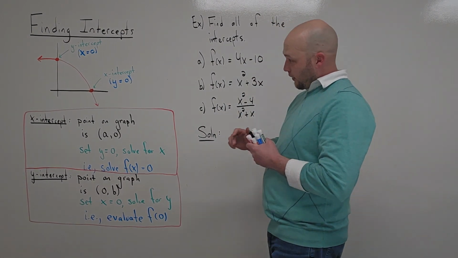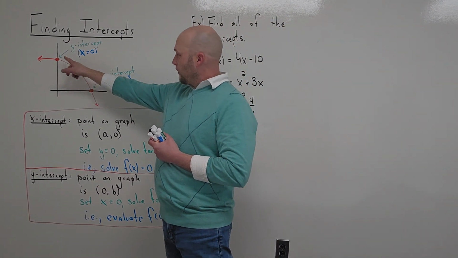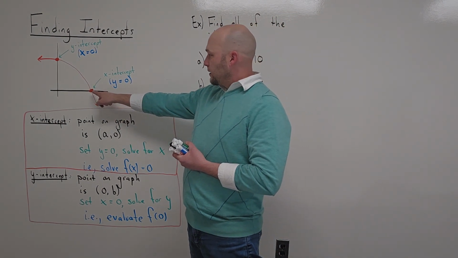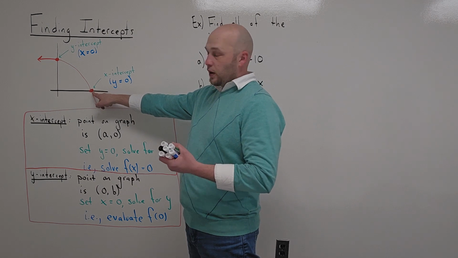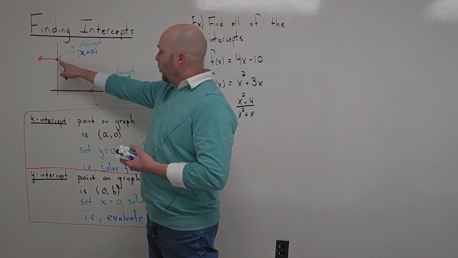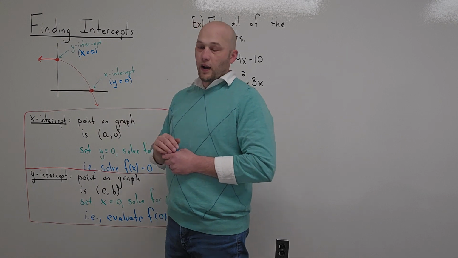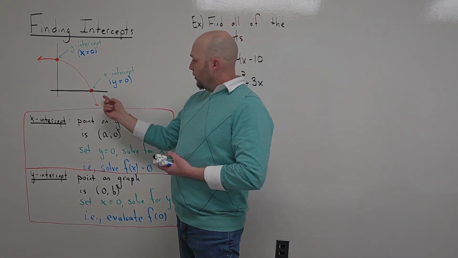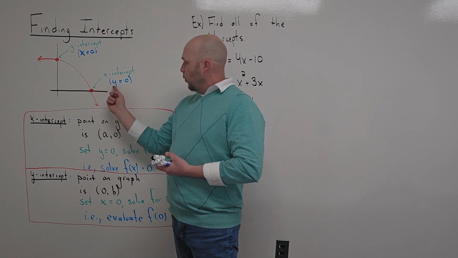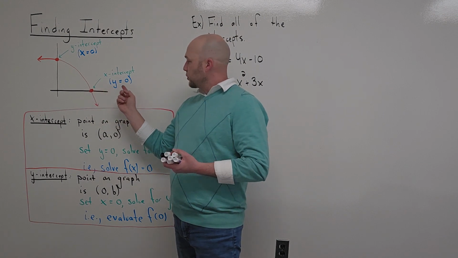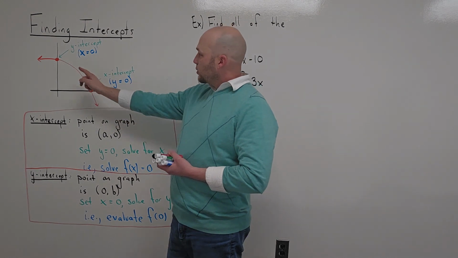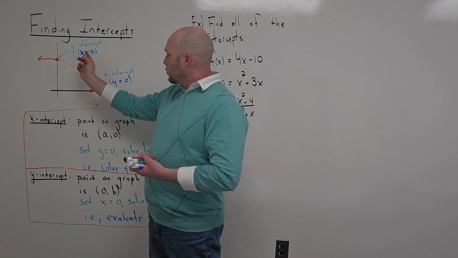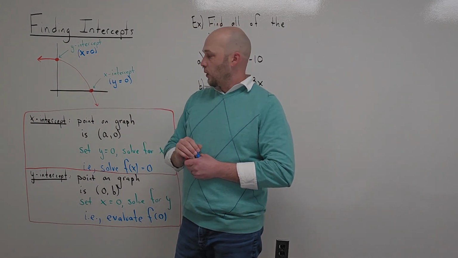All right, so let's say we've got this graph of f of x, this red curve. The x-intercept is the point that's on the x-axis that's also on the graph. The y-intercept is the point on the y-axis that's also on the graph. How can we find those? Well, I noticed that the x-intercept occurs where y is 0, and I also know that the y-intercept occurs on the y-axis, which means that the x value is 0.